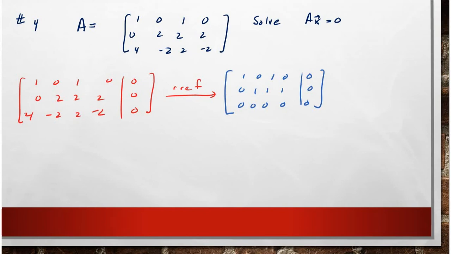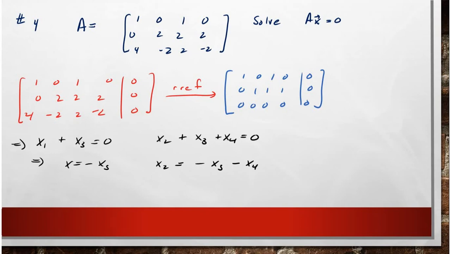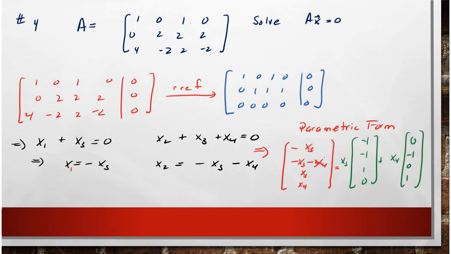We set up the augmented matrix and row reduce and come up with the following: x1 is equal to minus x3. I think my subscript dropped off there. And x2 is minus x3 minus x4. Putting that into parametric form yields the combination of the two vectors (-1, 1, 1, 0) and (0, -1, 0, 1). So we've done this many times, and I feel like everybody in the class has done this perfectly as we've gone forward.